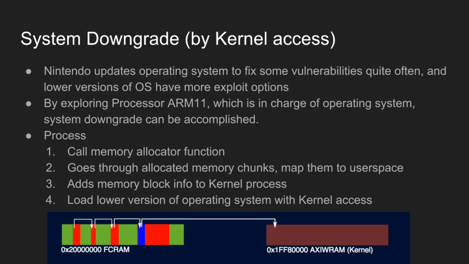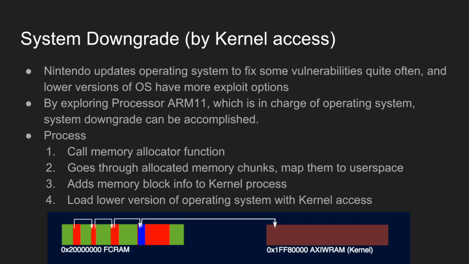The operating system is managed by the ARM11 processor on the 3DS, and is separated from the other processor, ARM9, which controls the security of the device. This means if we can gain control of the ARM11 kernel, we should be able to accomplish downgrading easily. And this could be done by messing with the memory.